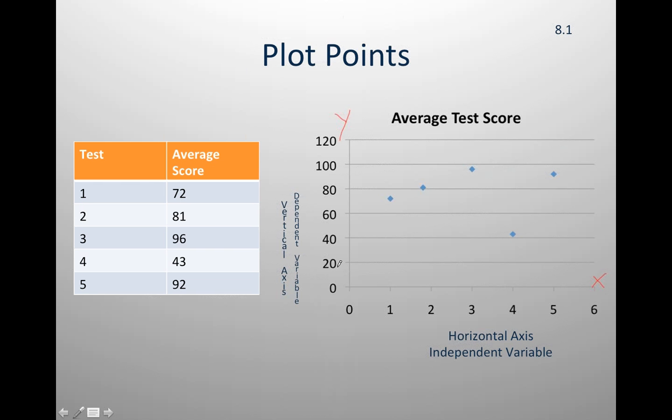So if we look at this one right here, we would simply go where x is 3, and then we can see y is about right here, about 90, and that's where 96 is. And so if we went here, and then we went straight up, we can see when x is 3, y will be 96, because it's slightly under 100.